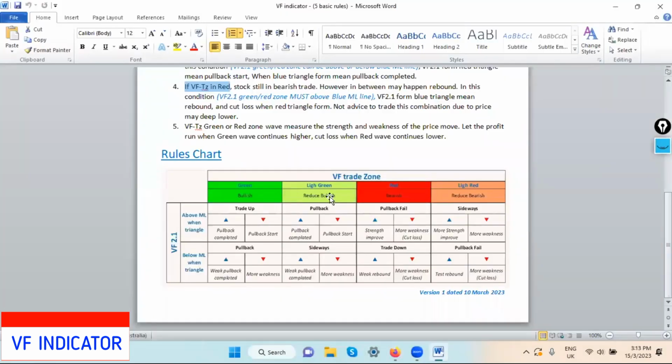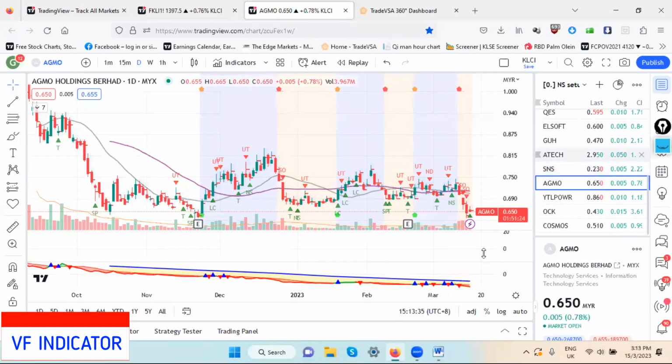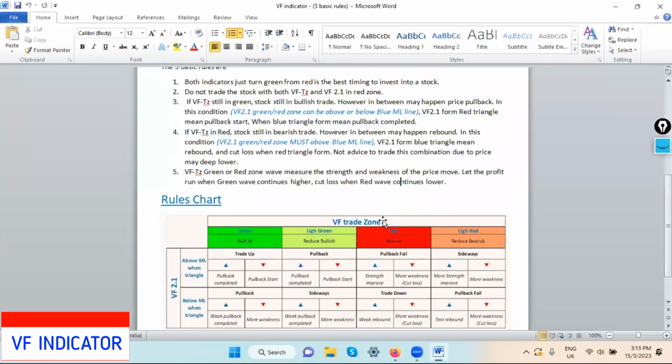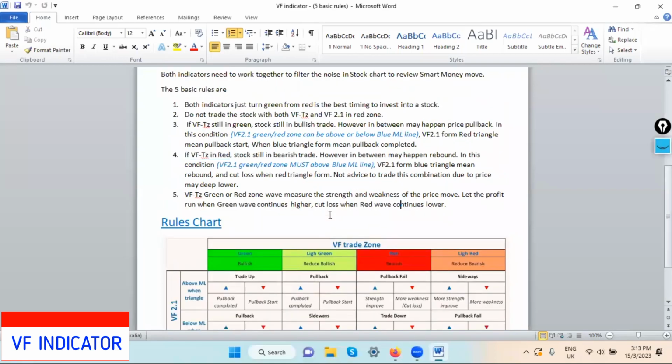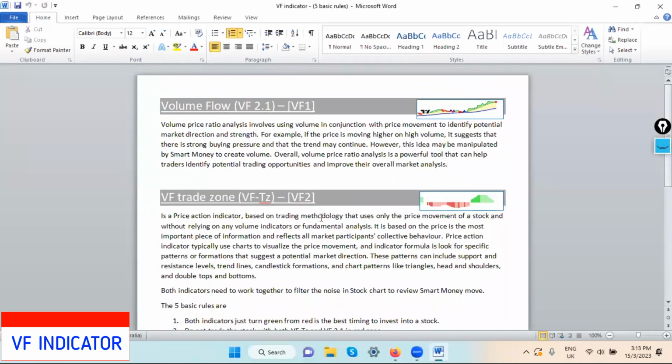So this is the end of my tutorial. I will share more when I have a new set of stocks. If you have any problem using the VF indicator, you may PM me, or let me know, and I will guide you on how to use this powerful Volume Floor indicator.